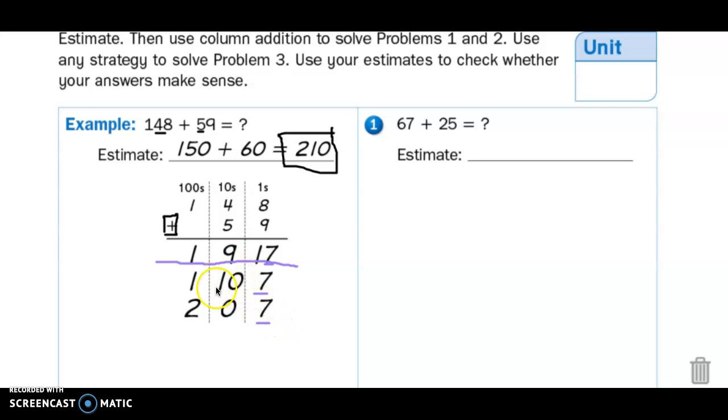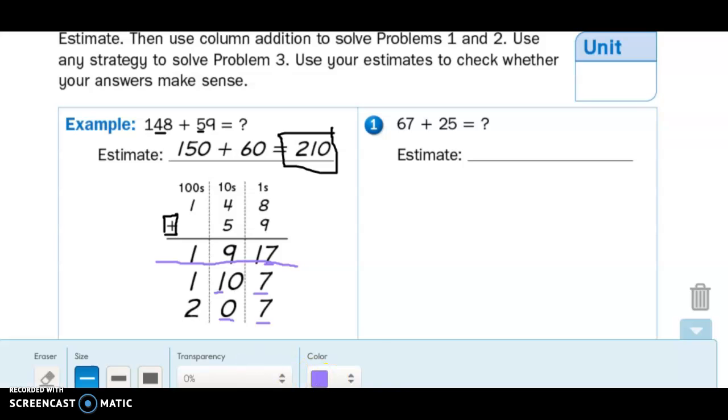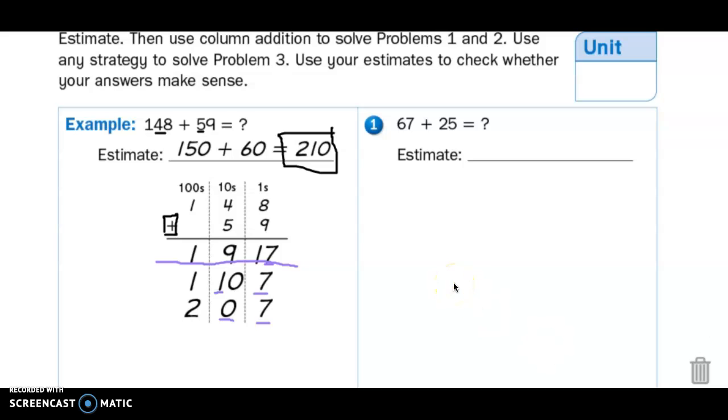But you know what? We can't have 10 tens because 10 times 10 makes 100. So we have to take this 10 and we have to move it over to the hundreds. I can keep the 0, but 1 plus 1 is 2. So we get 207. This can be a little tricky, so if you need to rewatch this video as we're going, please do. Put me on pause anytime you need it.